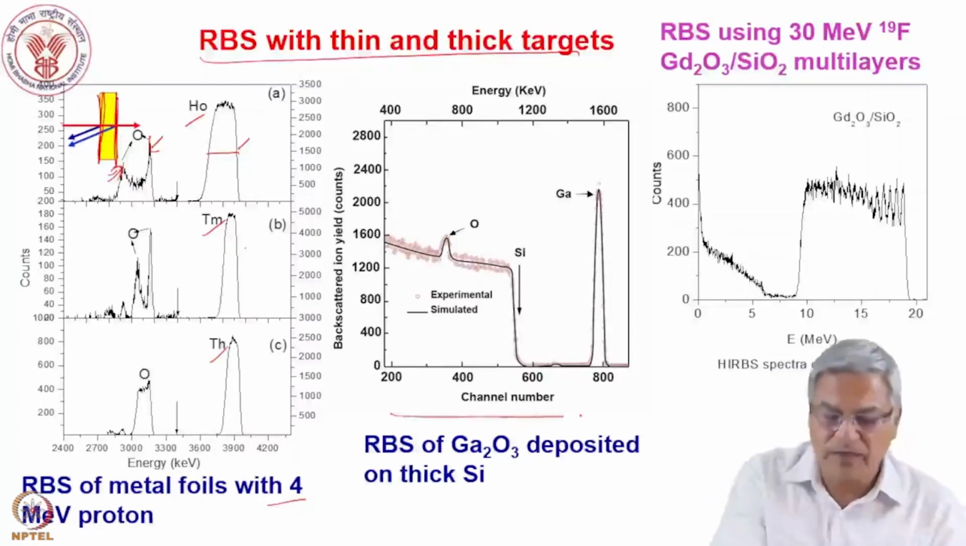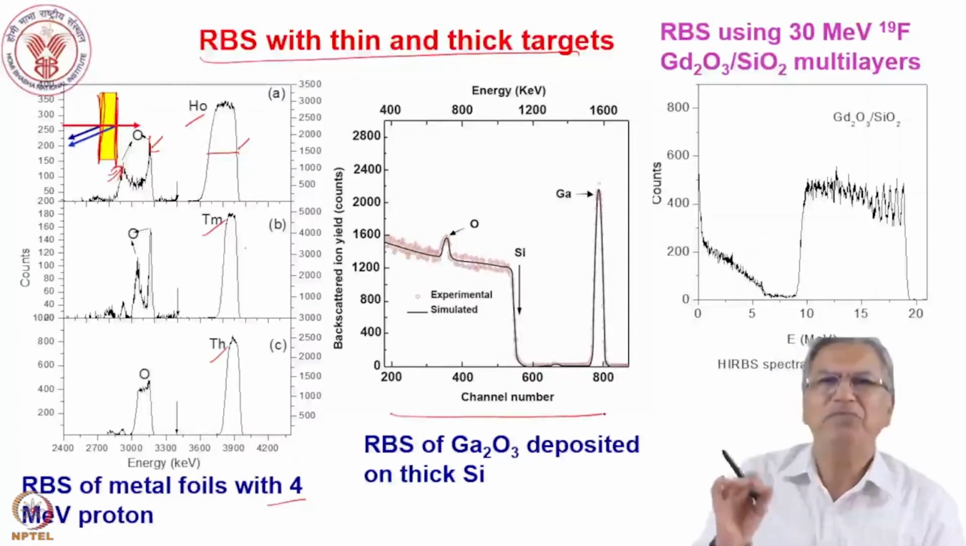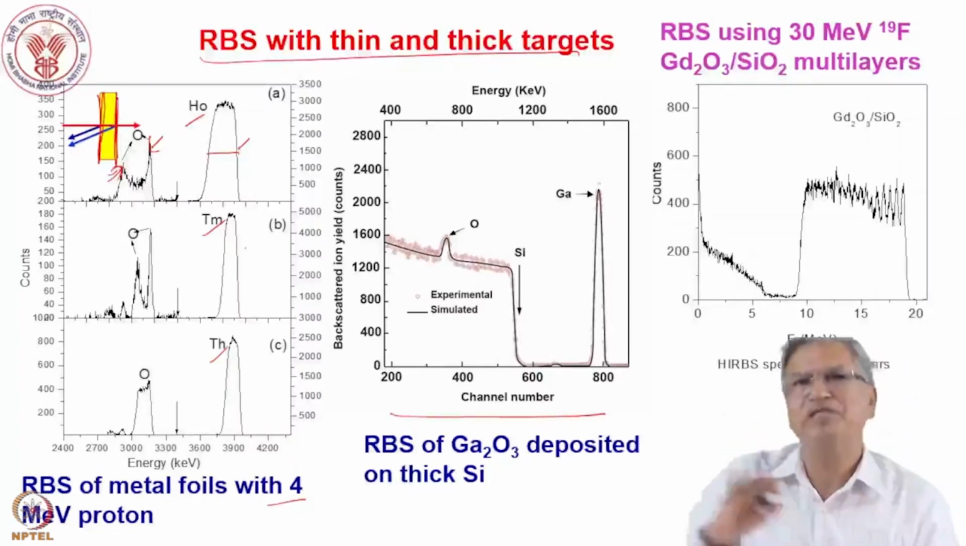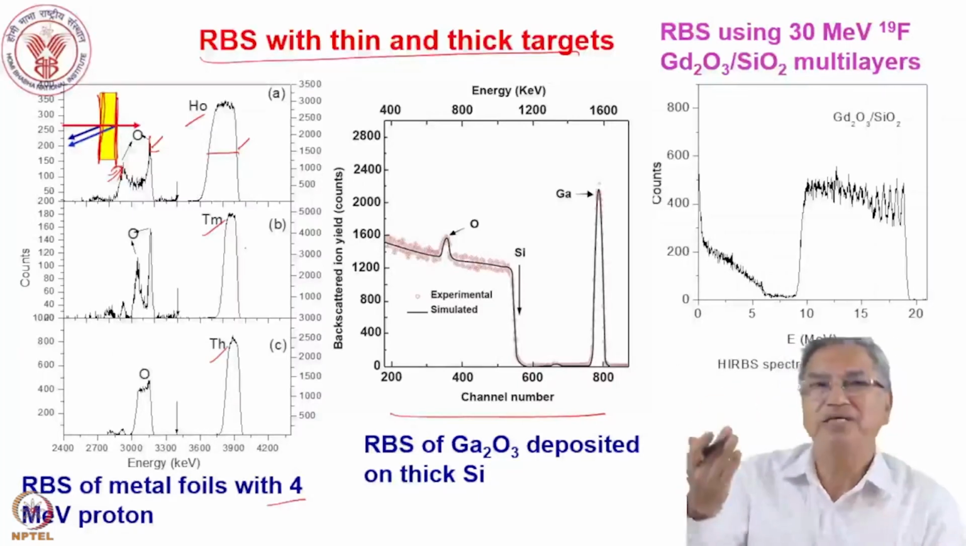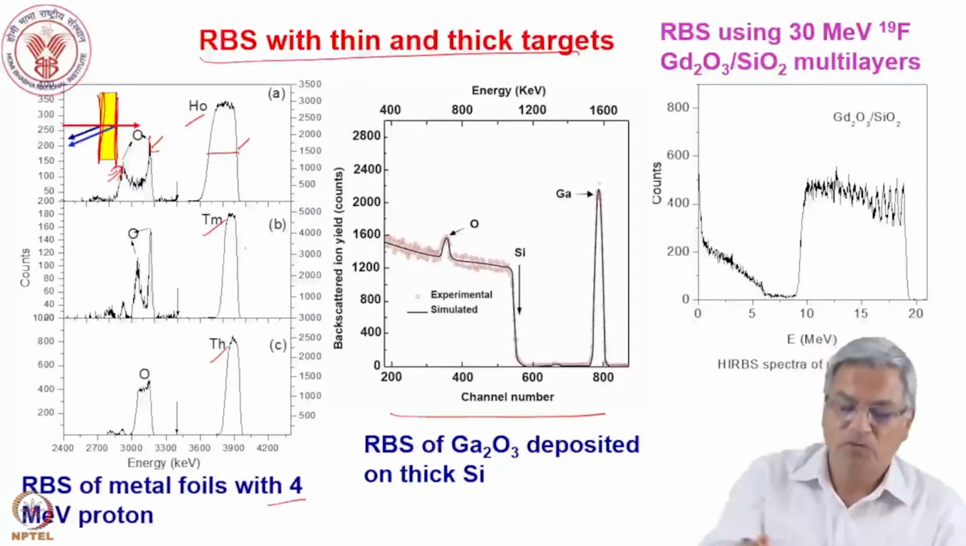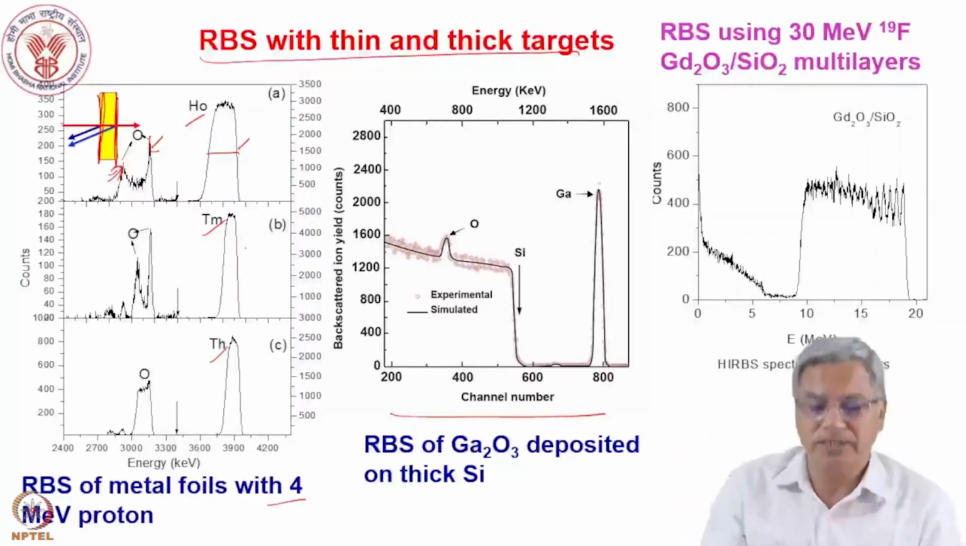If you have a thick target, the thick target means the projectile will stop somewhere in the target, and so the high Z impurities will appear at a much higher energy, and then there will be a big hump because of the bulk material.